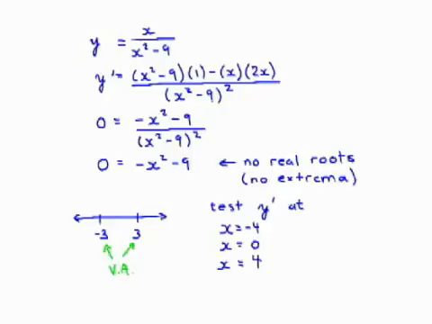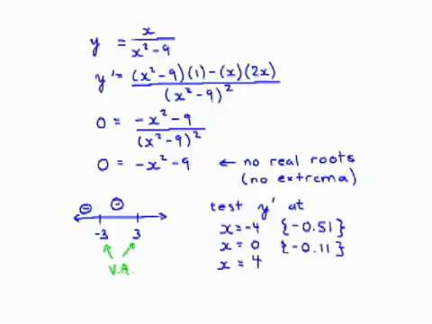When I took the x value of negative 4 and substituted into my first derivative, I got the value negative 0.51. So I place a negative on my number line. That indicates that my function is decreasing from negative infinity to negative 3. Then I took the x value 0, substituted it into y prime, my first derivative, and got negative 0.11. So my function is decreasing from negative 3 to positive 3.